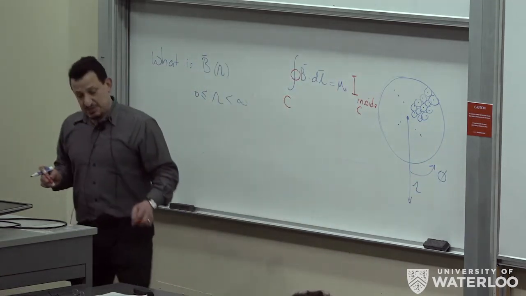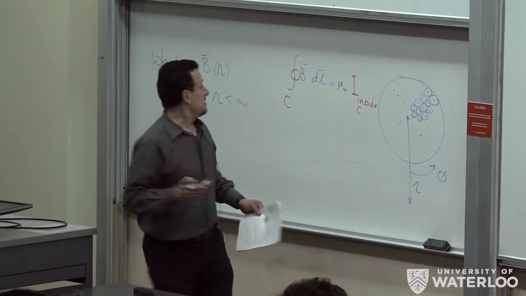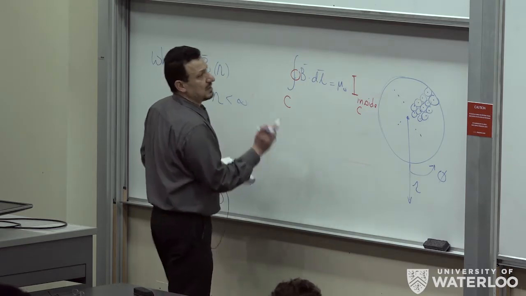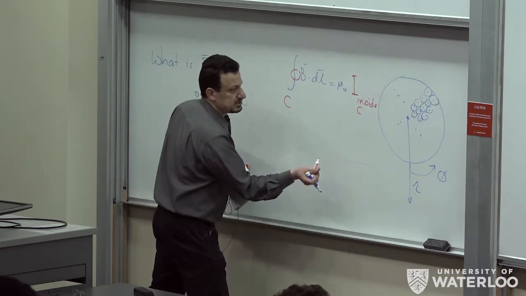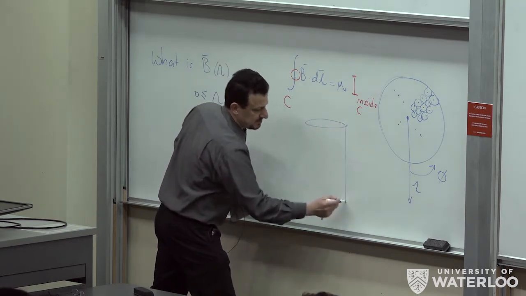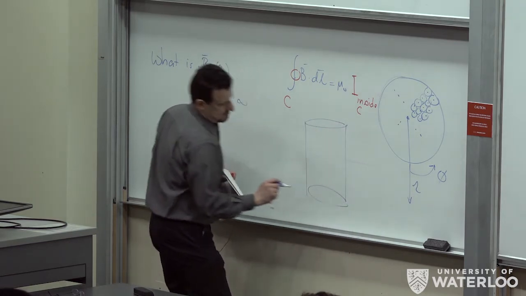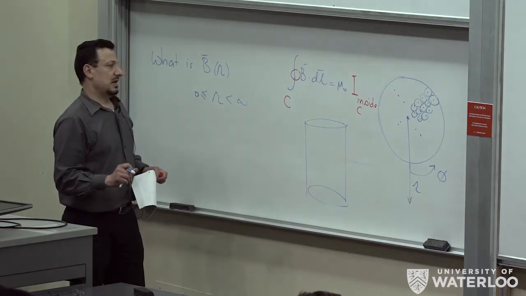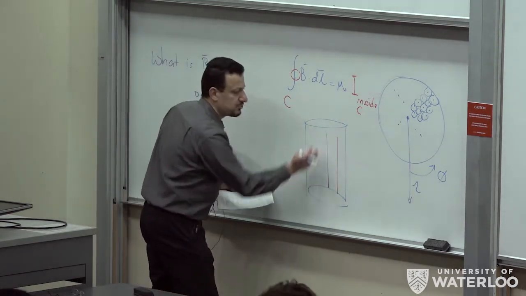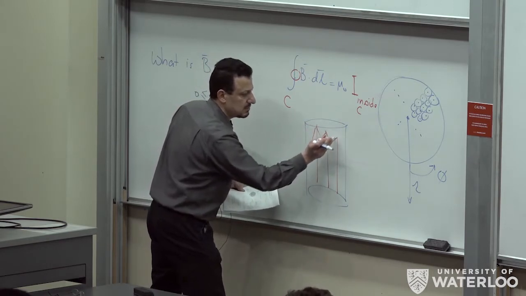Everybody understands the problem? So if I were to, I'm going to use, I'll draw one more here. So if you look at it in perspective, look, I have a cylinder with a lot of current going through it, like that. Okay?